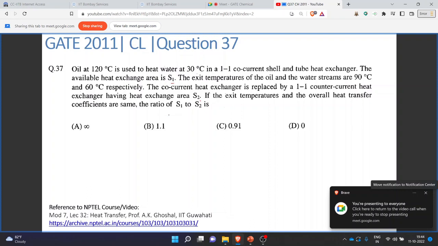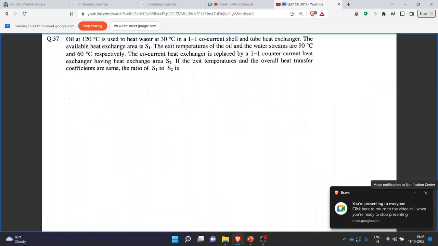So in this question, initially we are considering the co-current shell and tube heat exchanger, for which we have been given the inlet temperature and exit temperature of both the hot fluid as well as the cold fluid. Later, we are replacing this co-current heat exchanger by a 1-1 counter-current heat exchanger, and we have to find the correlation between the heat transfer area for both the cases if the exit temperature, inlet temperature and the overall heat transfer coefficients are same. So let's just consider first this co-current heat exchanger.